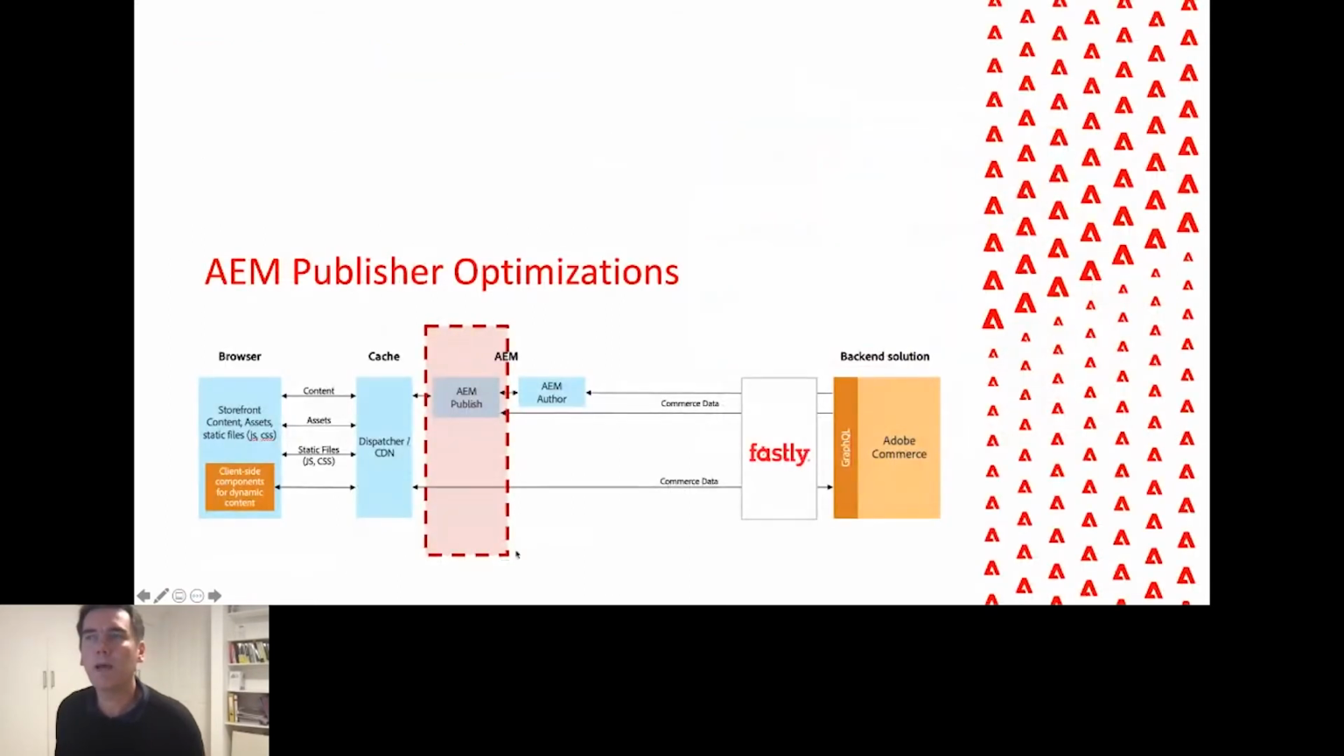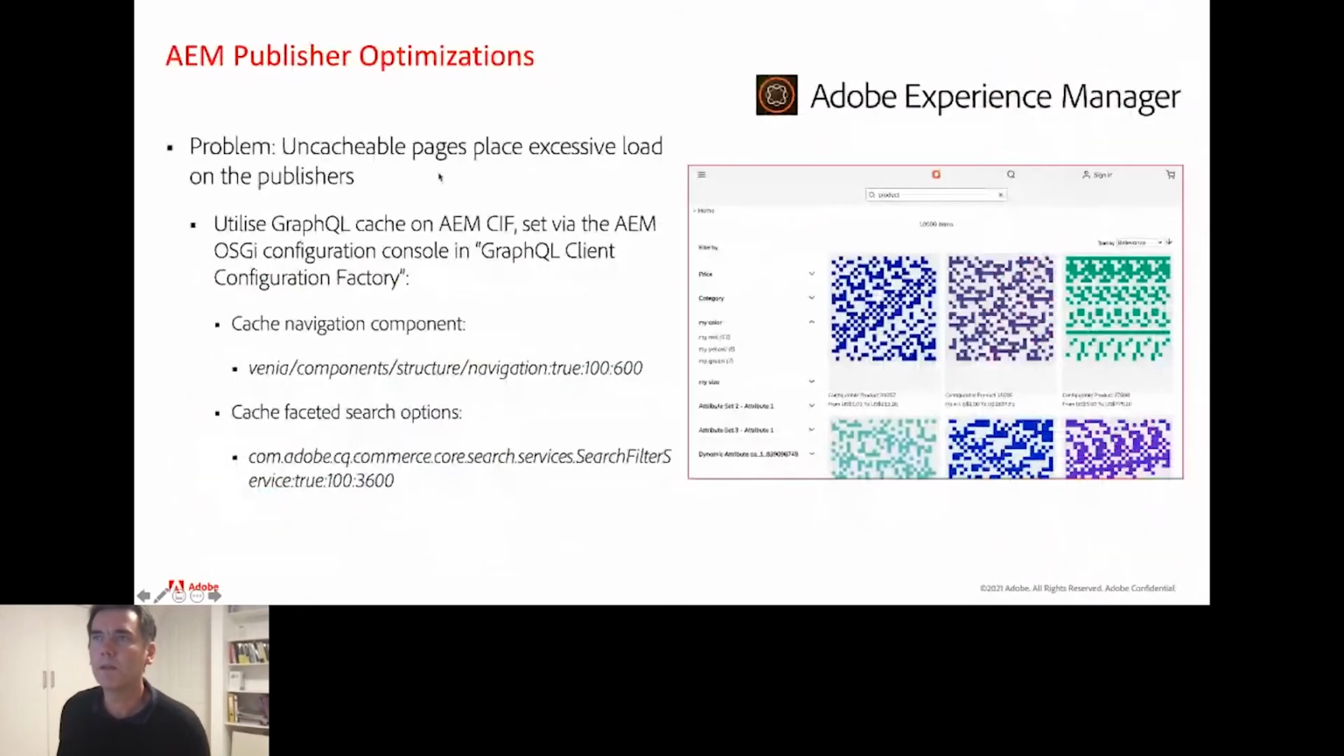So now we're going to look at some AEM Publisher optimizations that are possible. So, problem: uncacheable pages place excessive load on the publishers. Individual components within AEM can be set to be cached, meaning that a GraphQL request to Adobe Commerce is called once, and then subsequent requests up to the configured time limit are retrieved from the AEM cache and would not place further load onto Adobe Commerce.